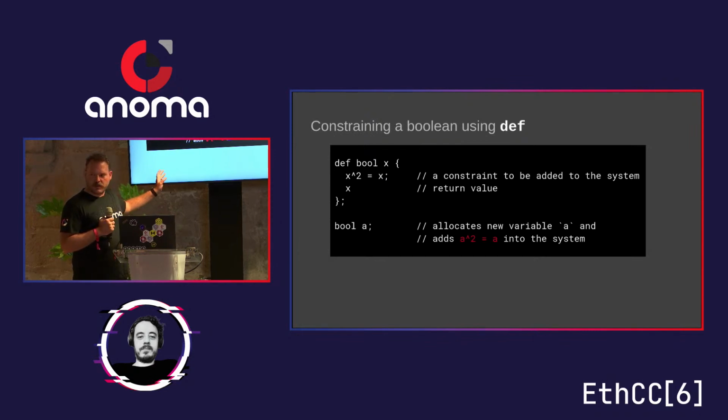That's mainly for convenience, because you may want to combine some lines, do a little inlining there. You wouldn't have to return x to constrain x. But this one returns x, which is nice. Then below that, you see bool a. This is a constraint expression that's using this definition. So what that will do is allocate a new variable a and add a squared equals a into the constraint system.